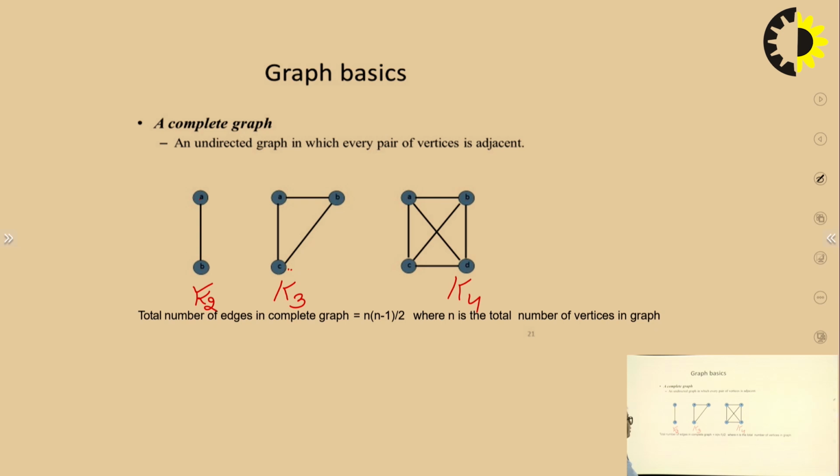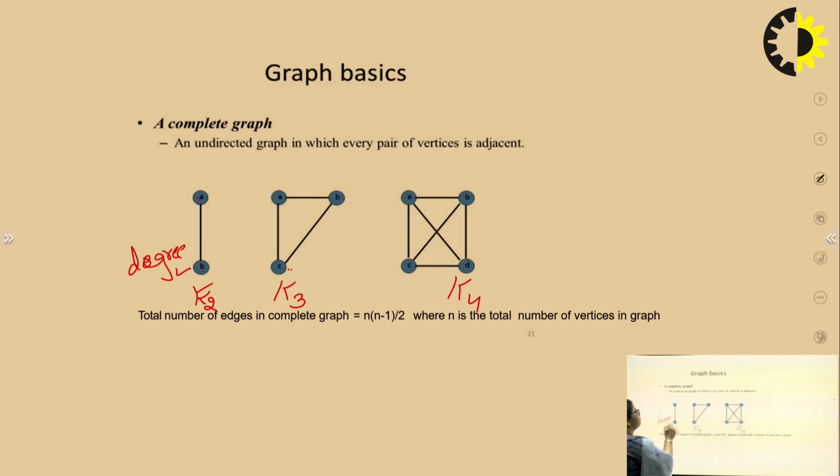Now we'll understand one more point here. When I have a vertex, the number of edges incident on it represents the degree of the vertex, degree.